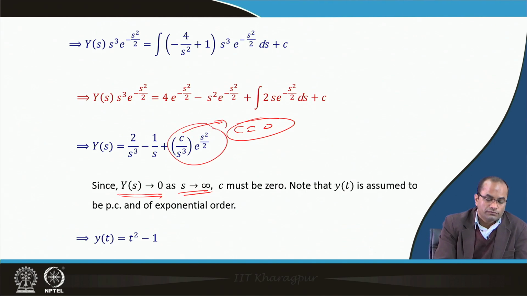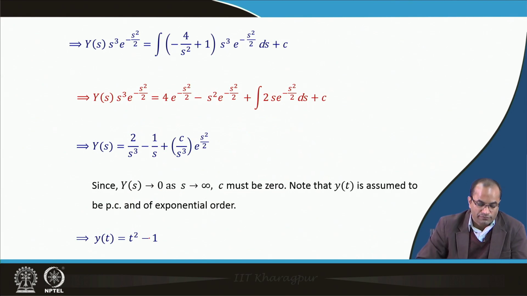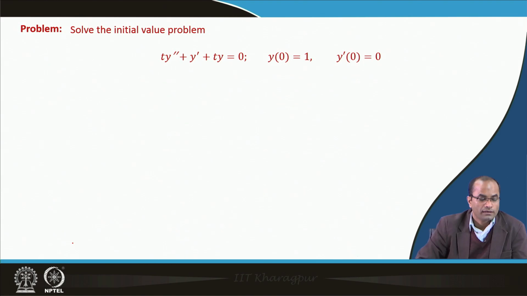So then this term will vanish and then we can take the inverse. This 2 over s cube will give t square and 1 over s will give 1. So we have t square minus 1 as the function y(t).